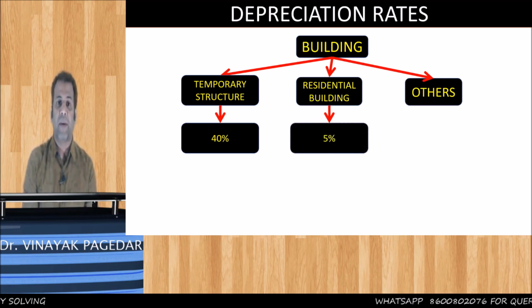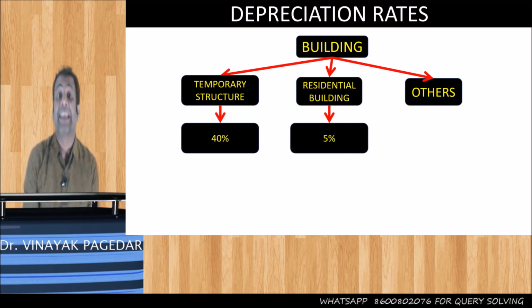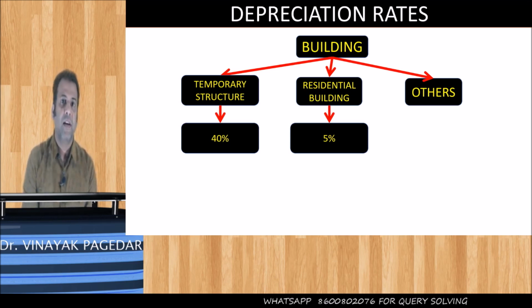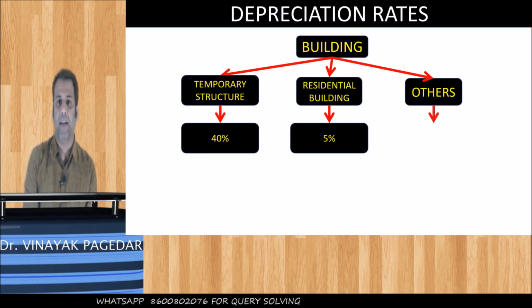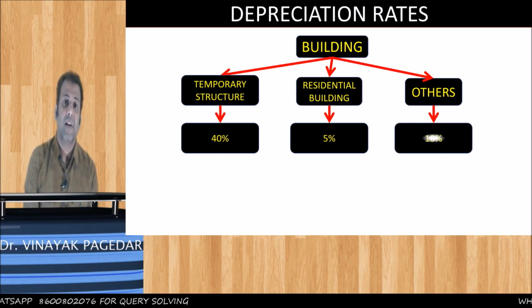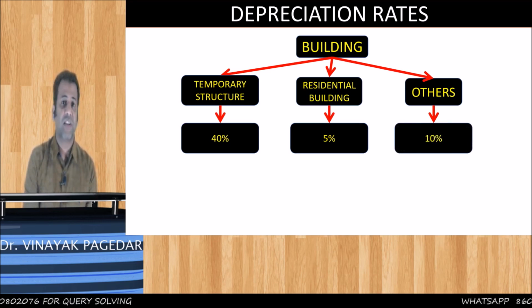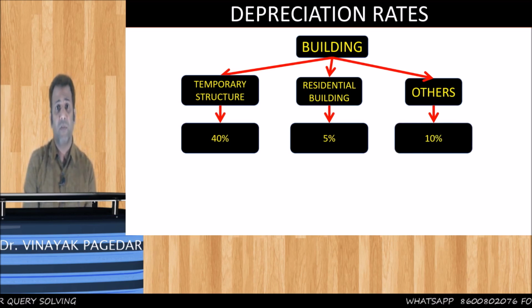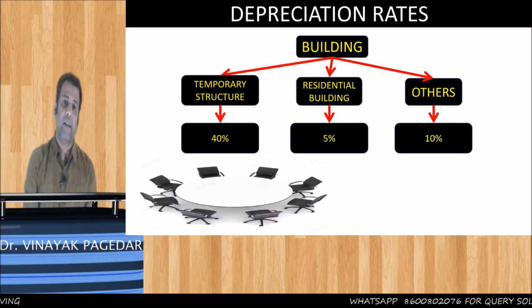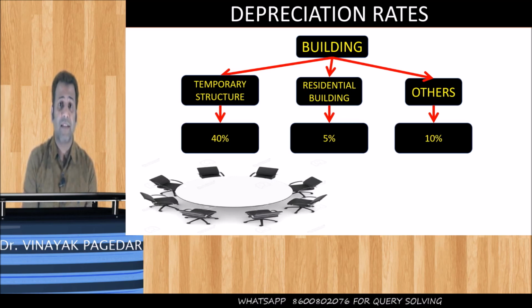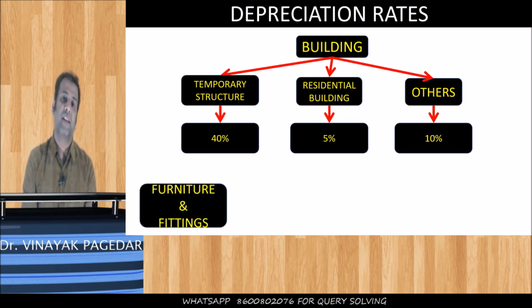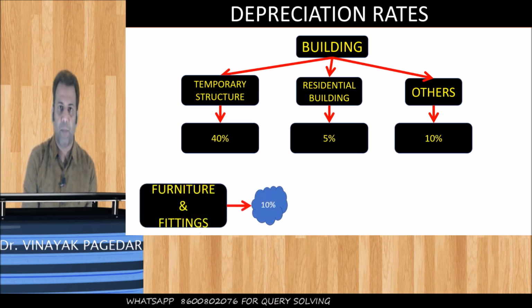Residential building, 5%. It's not personal building. For example, companies have guest houses. That's a residential building, that goes at 5%. And any other building, like your office building, goes at 10%. So in building, temporary structures 40%, residential building 5%, any other building 10%. Now what do you see? A table and few chairs, that is furniture. Furniture and fittings, my friends, goes at a flat rate of 10%.